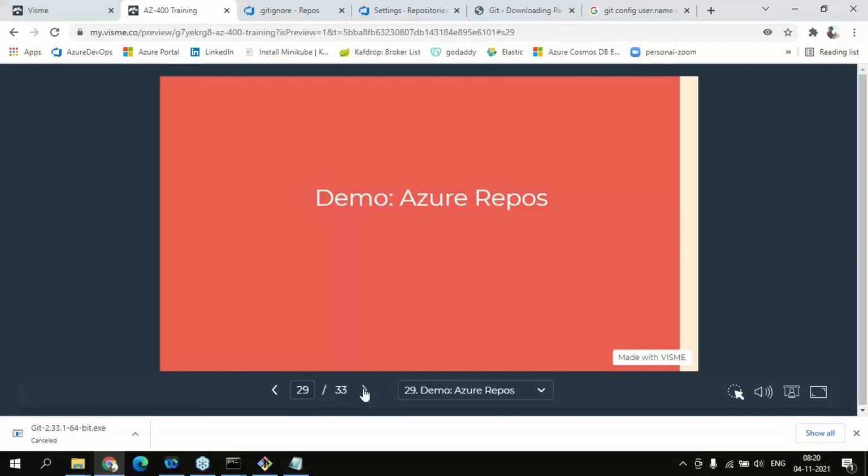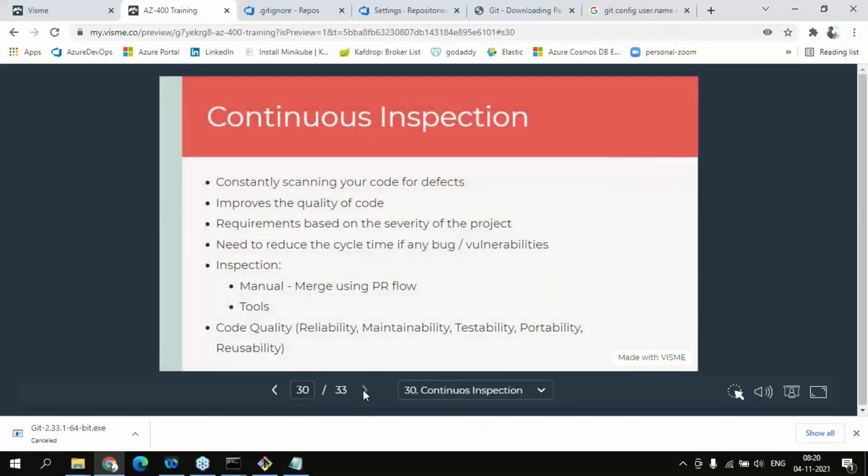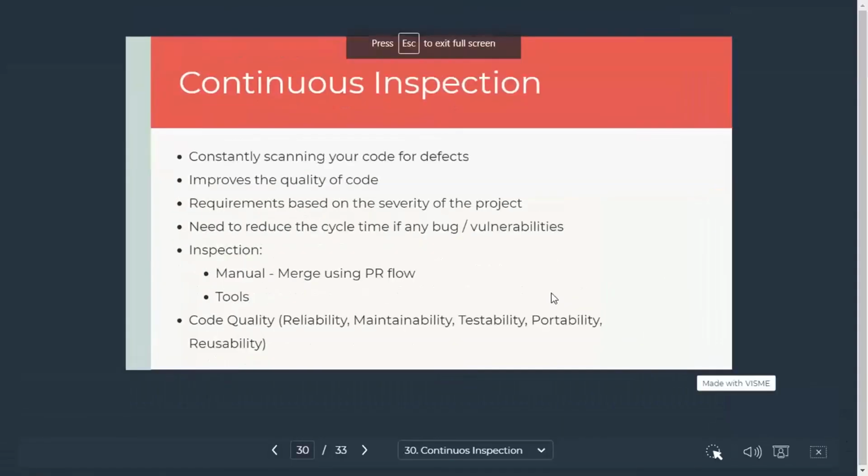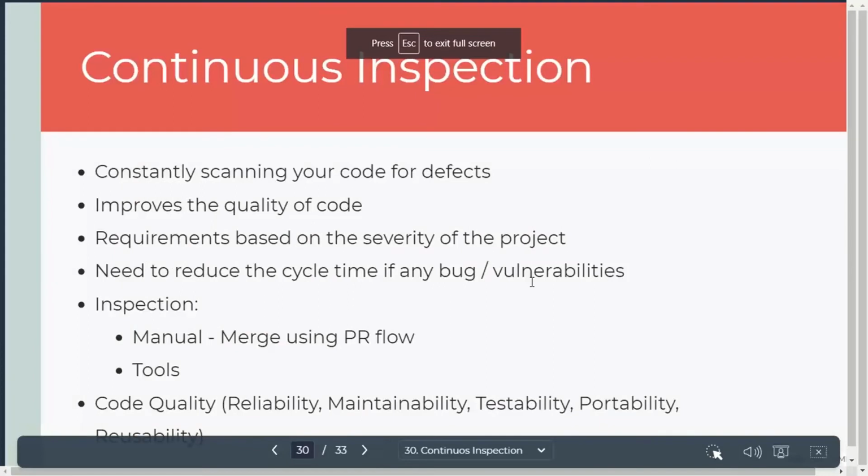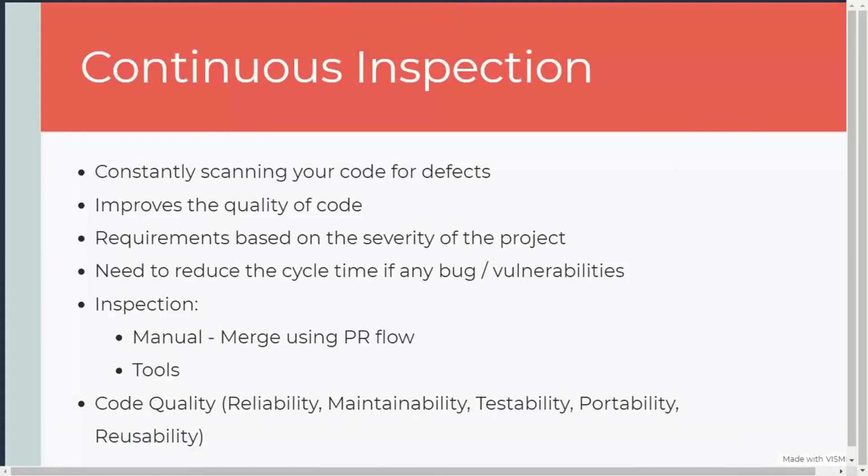Okay, so the next one is continuous inspection. Okay team, so currently we have seen the source control. You can assume we have some source code pushed to the source control. So maybe we don't know whether the code is quality or not. How can we ensure that? For that reason only, continuous inspection comes into that place.